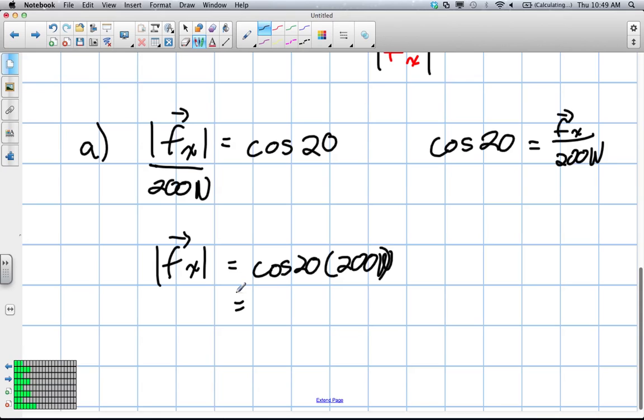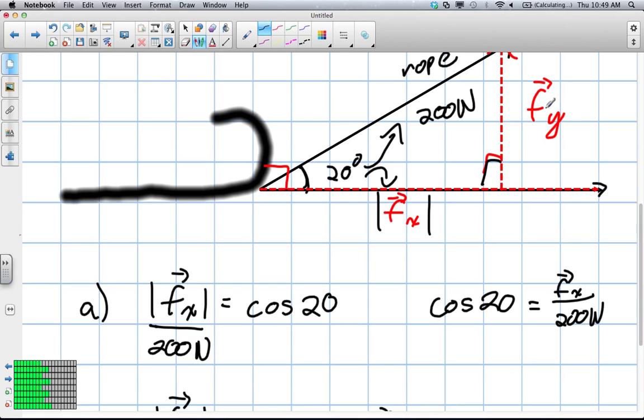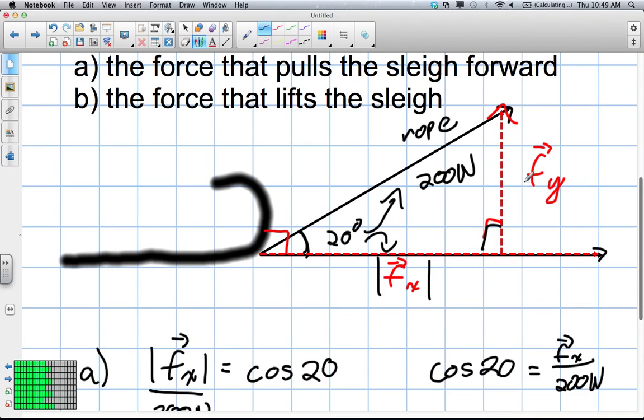187.9? Great. 187.9. So the force that is pulling the sleigh forward, or that component force, is 187.9 newtons. And it's pulling it directly to the right, or to the east, or forward, whichever way you like to describe that force. The other force we're working with, question B, is the force that lifts it upwards, so the force along the y-axis.